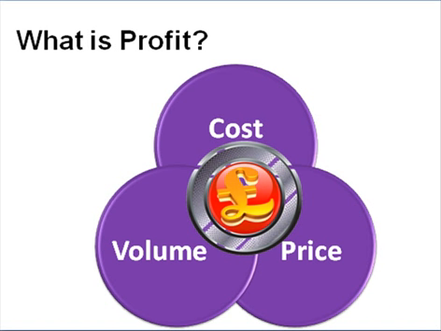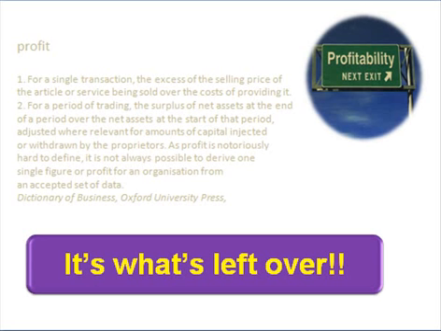So what is profit? Well, profit has three main ingredients: cost, selling price, and sales volume. Definitions abound for profit, but let's keep it simple. It's what's left over when you've deducted costs from revenue.